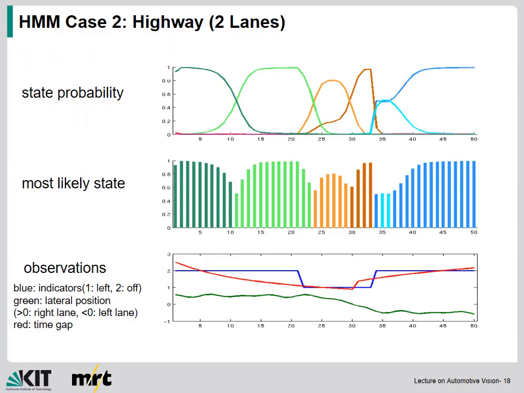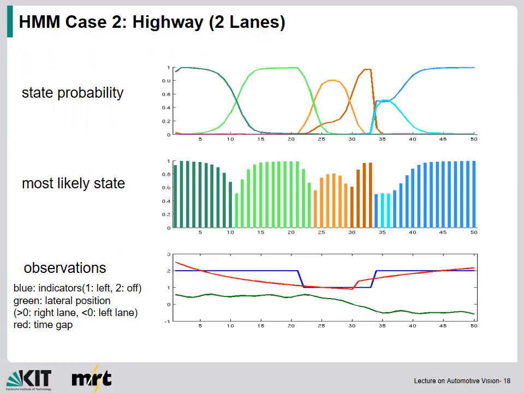At the beginning of this phase on the left lane, the algorithm obviously is not yet sure whether the vehicle is driving freely or whether it's following a vehicle on the left lane. But then after a while, it becomes more and more apparent that the vehicle is driving freely on the left lane.